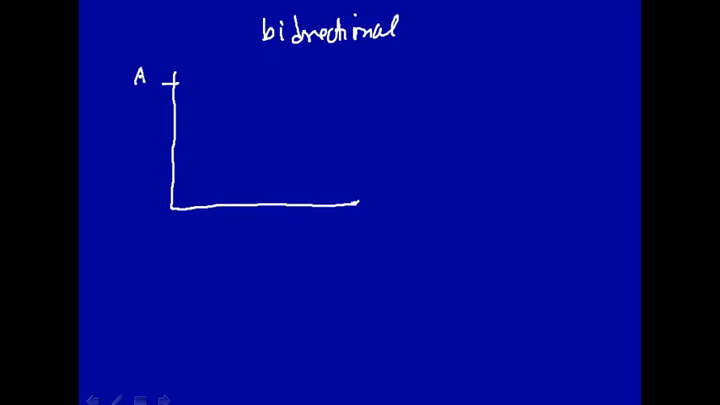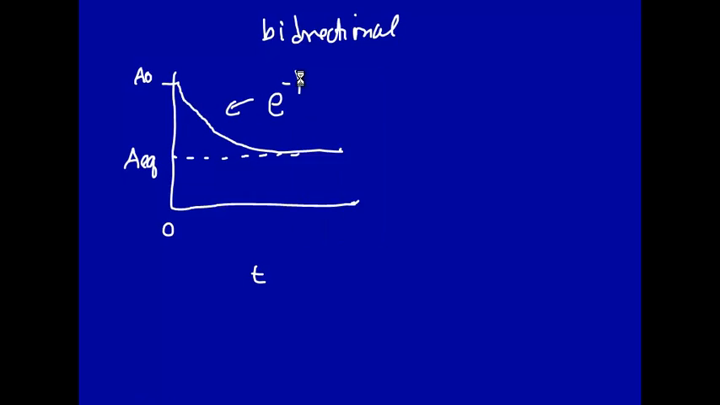Let's look at the more general case for bidirectional, where you have both a forward and reverse rate. We'll start here again at A0 at time equals 0, and this will decay to the equilibrium concentration of A. It won't decay to 0 because there's a reverse reaction. So here we have the equilibrium concentration of A, and this decay is e to the minus (k1 plus k minus 1) t.